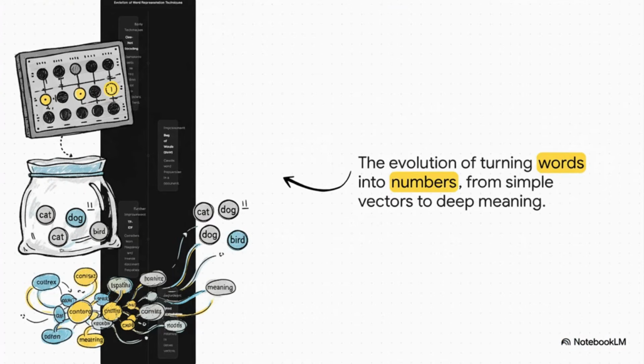Okay, so in the early days, you had these pretty simple methods. Things like one-hot encoding, which was basically just a switch. Is the word here or not? Then you had bag of words, which was a little better. It just counted how many times a word showed up. But you can probably see the problem, right? These methods treated every word like an island, totally isolated. They were missing the crucial part, the relationships between the words.